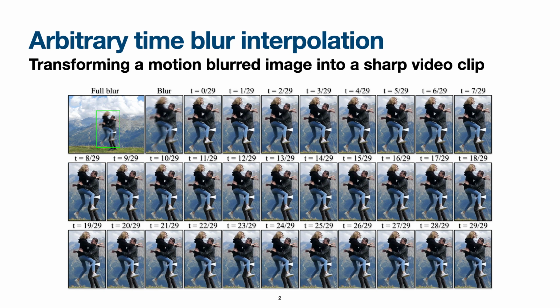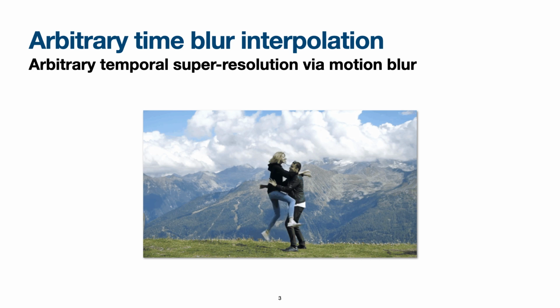Let's dive into the key concept of our research, arbitrary time blur interpolation. Picture a motion-blurred photo. What if we could reverse the blur, and beyond that, reconstruct a high frame rate video from it? That's the essence of arbitrary time blur interpolation. It transforms a motion-blurred image into a sharp video sequence. And when we say arbitrary time, we mean generating sharp frames for any moment within the blurred capture interval. Here is a demo of arbitrary time blur interpolation, say, extracting 30 frames from this blurry image.